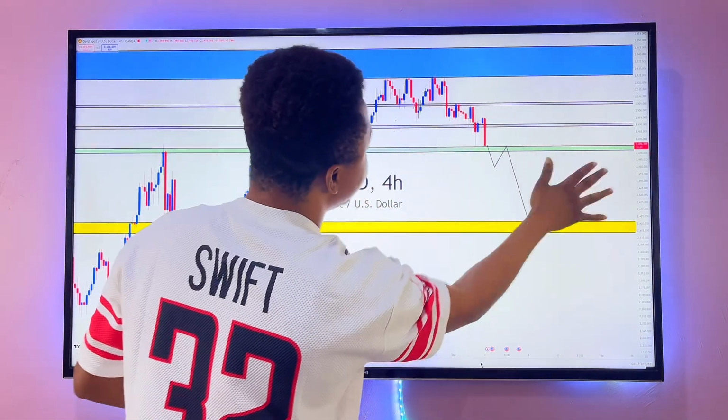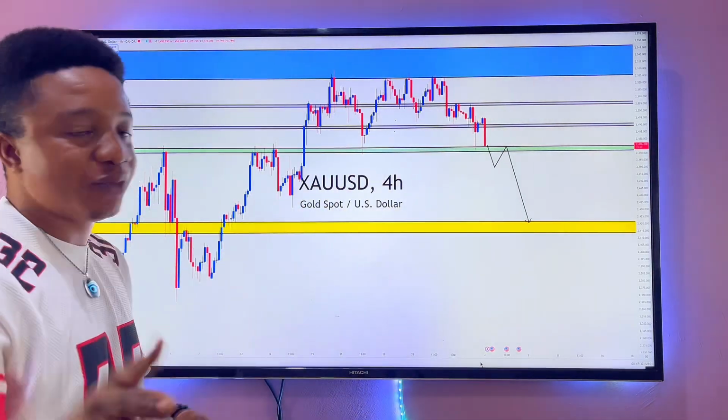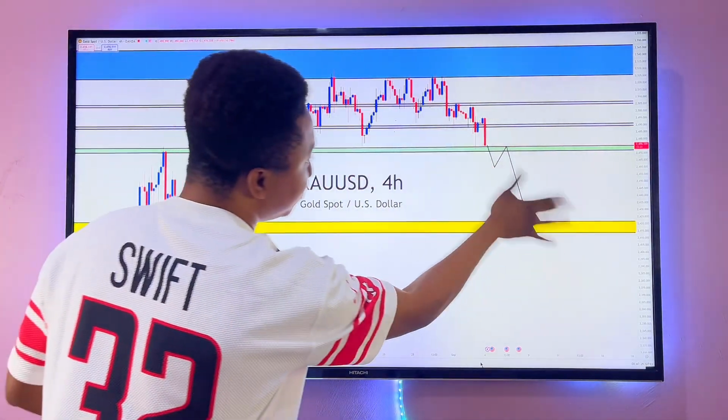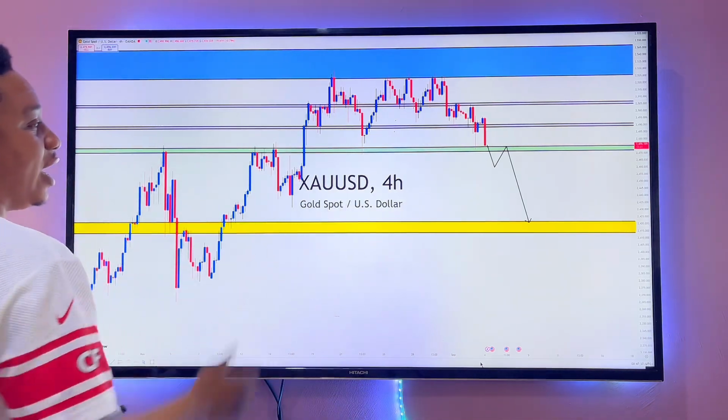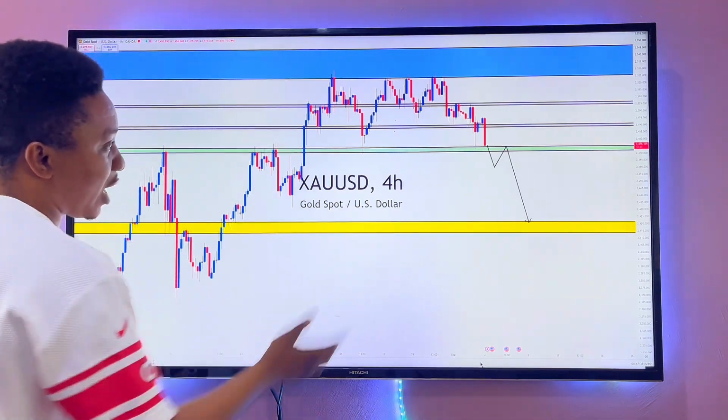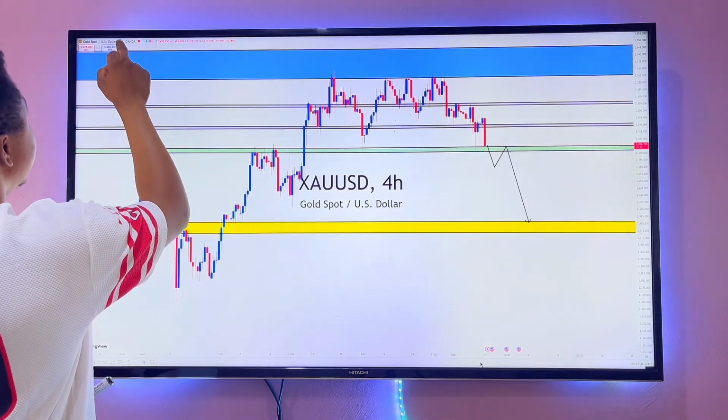Now, since we are done with gold, let's go all the way to the next pair, which is going to be GBP NZD. So GBP NZD, let's take it all the way to the monthly time frame of that pair and also analyze that too. Alright, let's go GBP NZD, let's go.